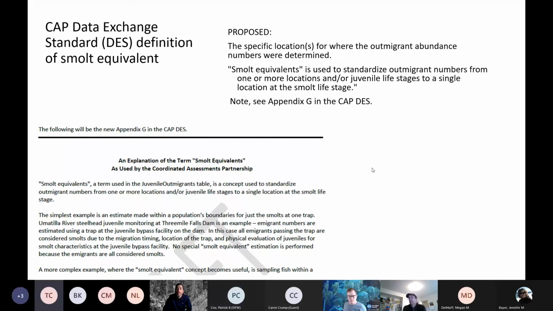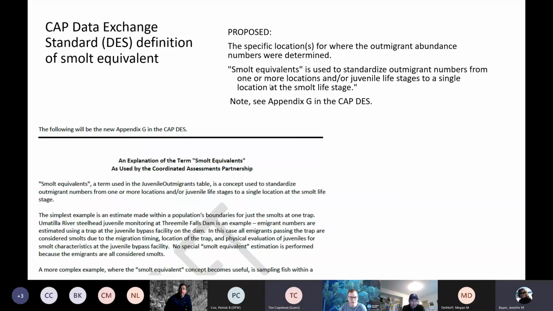I think the easy question is, if anybody has a concern on that definition, can we ask you to raise your hand? Otherwise, if everybody agrees, then we can proceed by just moving this piece forward. Yeah. "Used to" is bad. I don't like that. If we just say smolt equivalence is standardized out migrants numbers, from one or more locations in juvenile life stages to a single location at the smolt life stage. Get rid of that "used to." Right. I think it would be fair to say, because it's a definition, it's not "used to standardize." That's poor grammar. You're right, Mike.